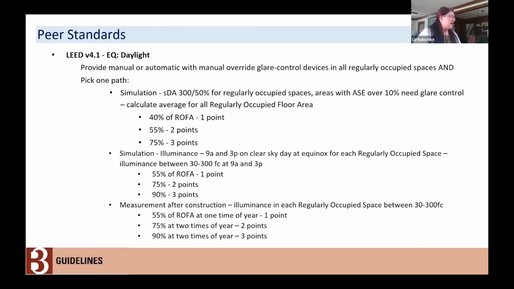And as we know, LEED is point-based. So our threshold is right between their 1 and 2 points. A project meeting B3 would receive the 1 point there, possibly 2 points. And LEED still does allow for the illuminance simulation. It's very similar to what we used to do. They also offer a post-construction measurement, which we do not allow.